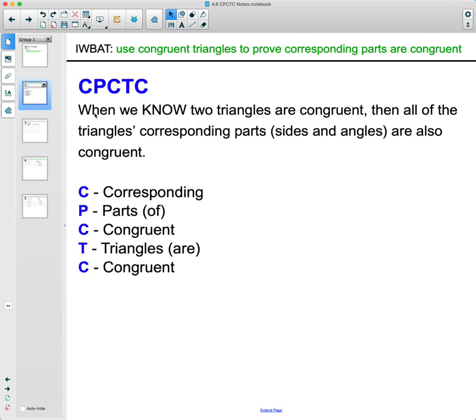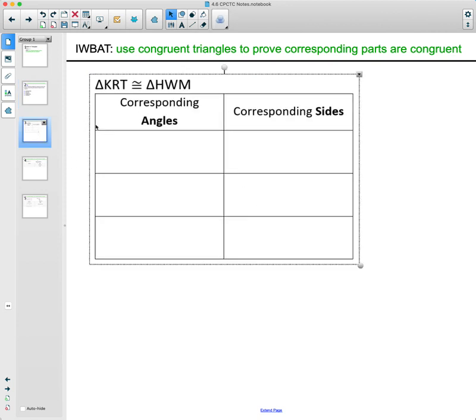So when we have proven that two triangles are congruent using three pieces, either three sets of sides, two sets of sides and an angle, or two sets of angles and a side, we know that all of their corresponding parts are congruent because the triangles are congruent. So corresponding parts of congruent triangles are congruent. The shorthand for that is CPCTC. Once we have proven the triangles congruent, we know that all of the rest of their parts are congruent as well.